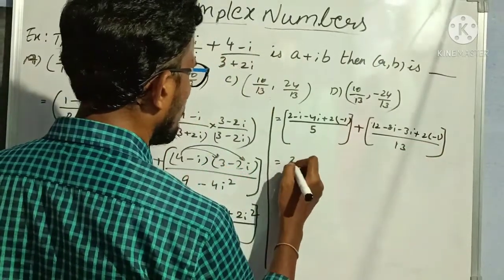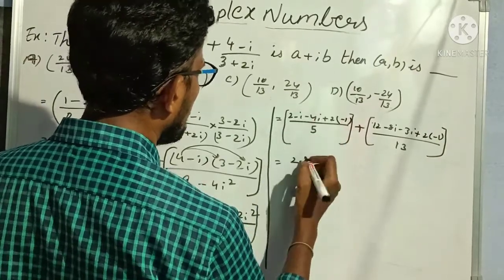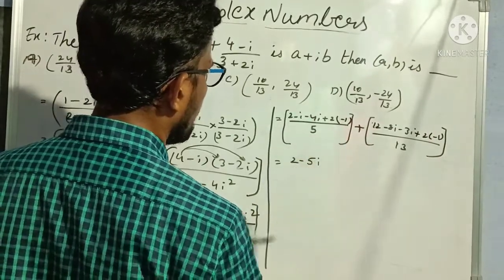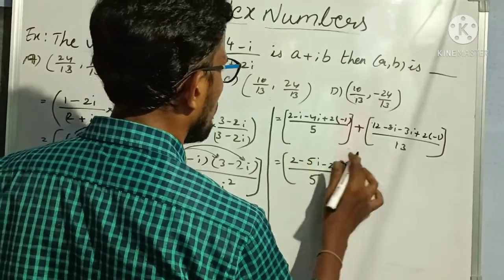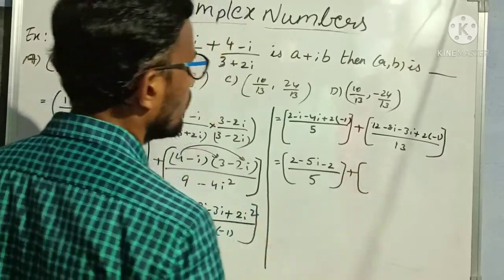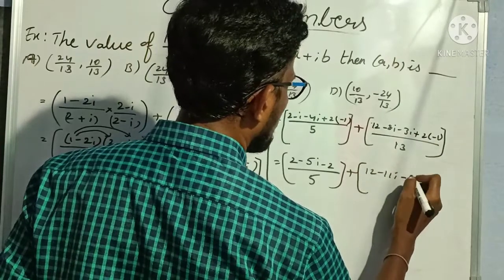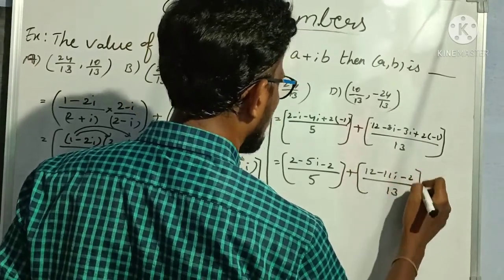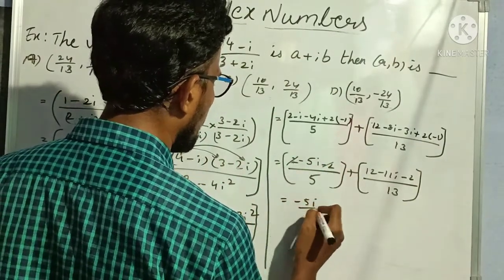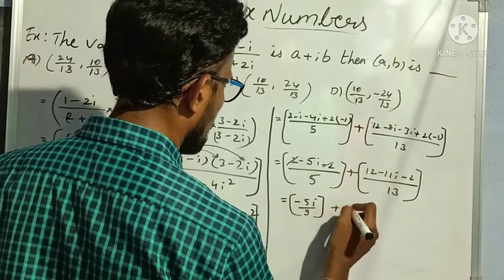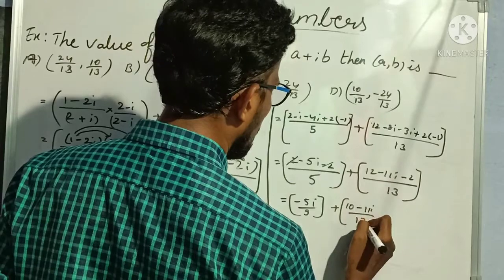So that is equal to 2 minus i minus 4i. If not, i minus 4i minus i minus 4i is minus 5i, plus into minus 2 by 5 whole. Sorry, plus again 12 minus 8i minus 3i is minus 2 minus 11i, plus into minus 2 by 13. So here plus 2 and minus 2 get cancelled. So that is equal to minus 5i by 5 plus of 12 minus 2 is 10 minus 11i by 13.